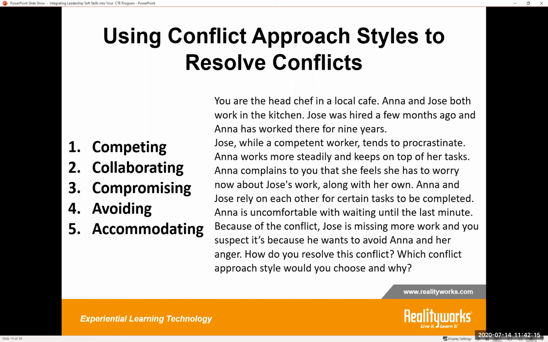Anna complains to you that she feels she has to worry now about Jose's work along with her own. Anna and Jose rely on each other for certain tasks to be completed. Anna is uncomfortable with waiting until the last minute, and because of the conflict, Jose is missing more work, and you suspect it's because he wants to avoid Anna and her anger. So, how do you resolve the conflict, and which conflict approach style would you choose and why?